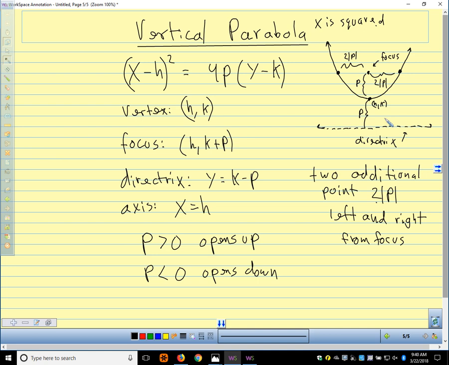How are you going to guess that the horizontal parabola is going to be different from the vertical parabola? Any ideas? Yeah? Sophie?